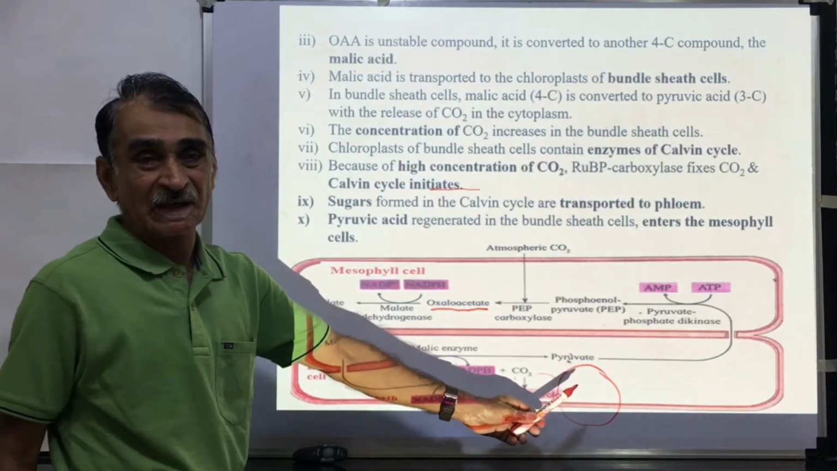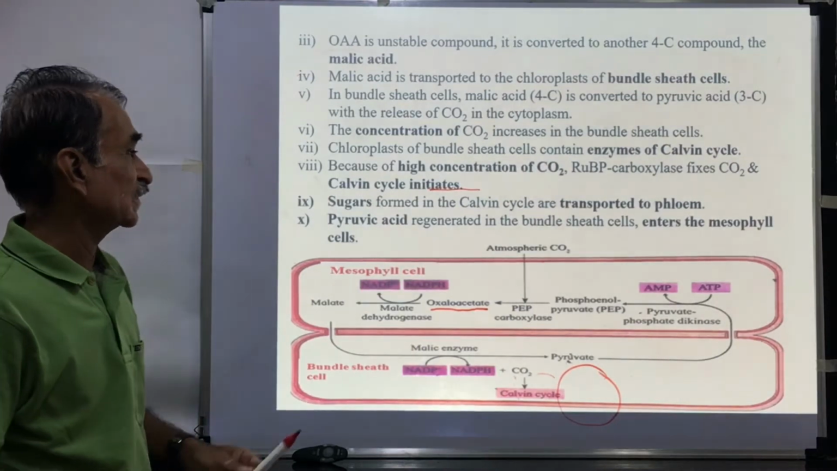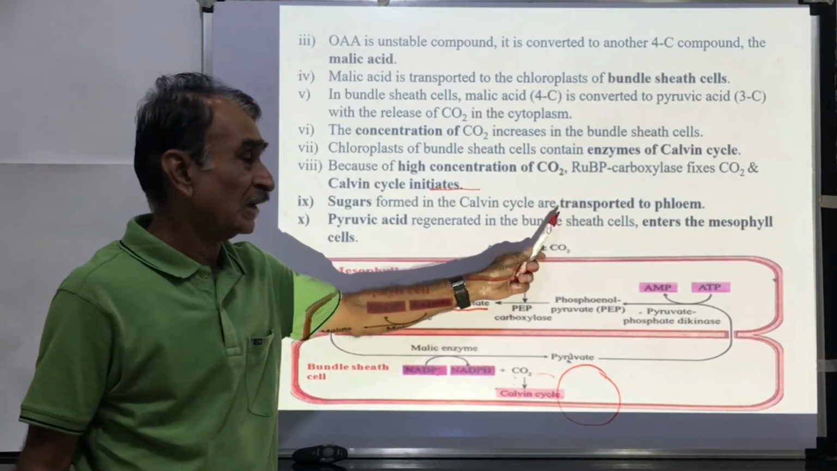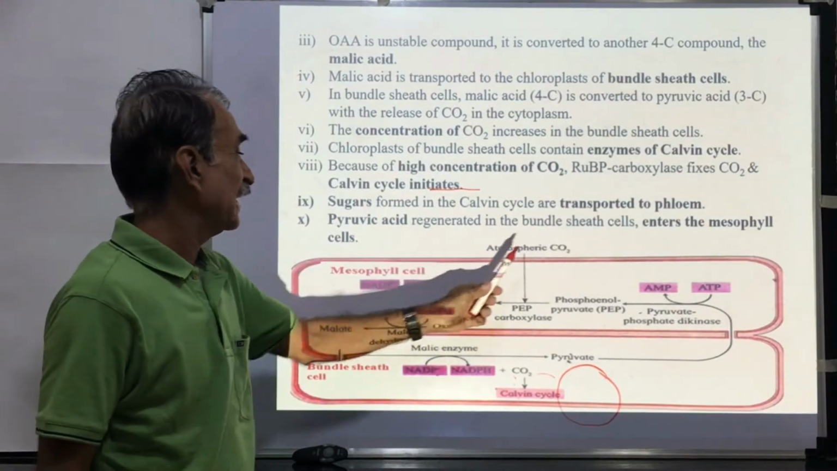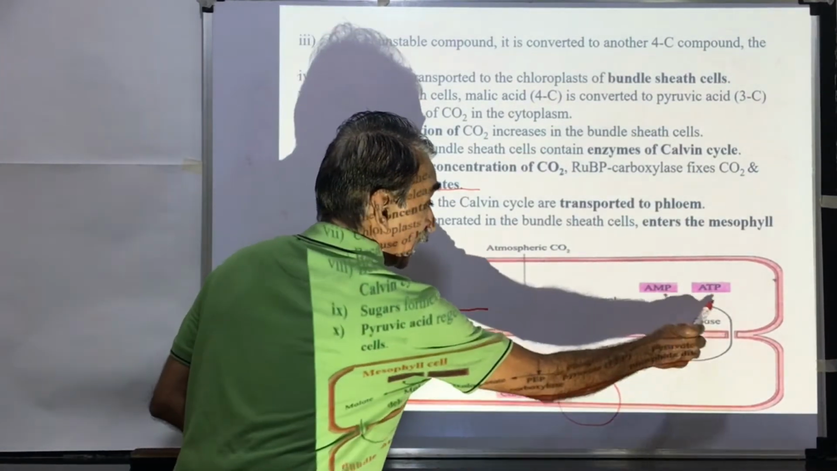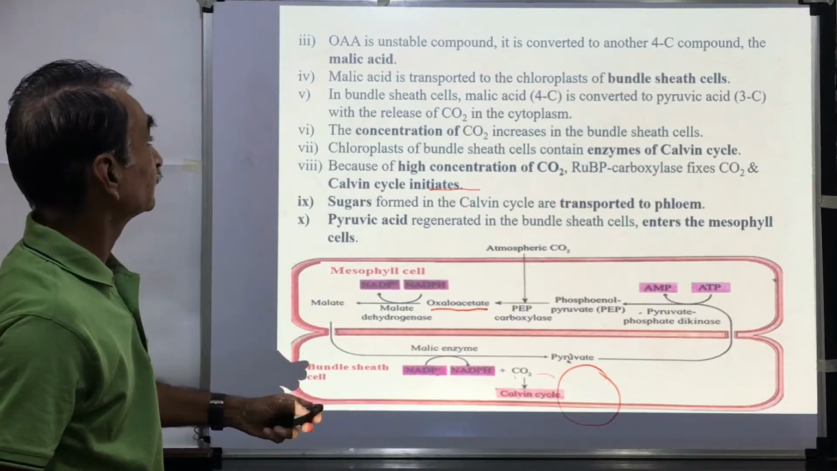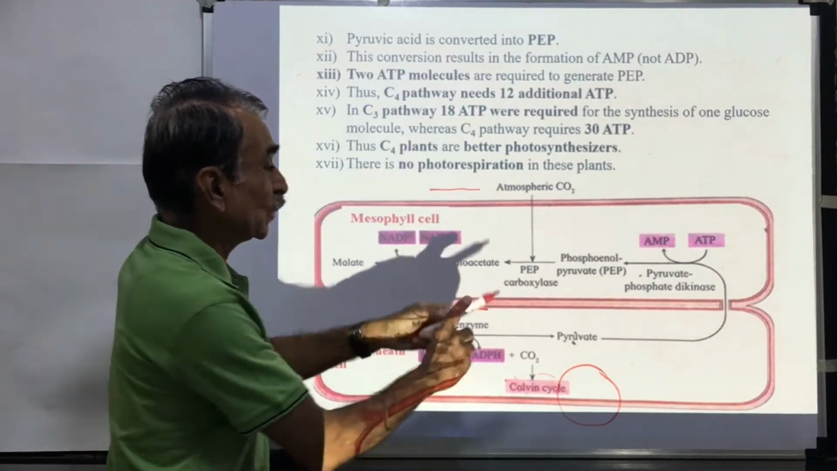In the Calvin cycle, different sugars are produced, which we have seen in the previous videos. Sugars are formed in the Calvin cycle and transported to the fluid. Pyruvic acid generated in the bundle sheath cells enters the mesophyll cell. In the mesophyll cells, pyruvic acid is converted into PEP.